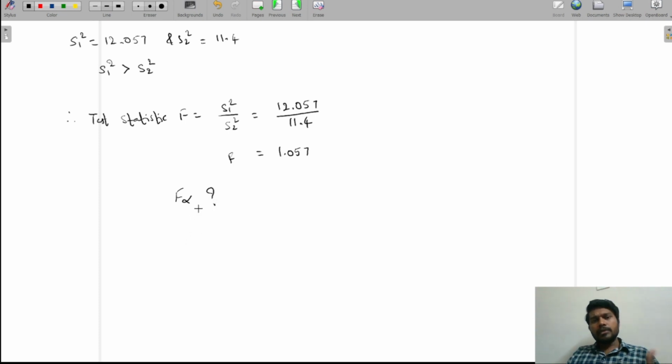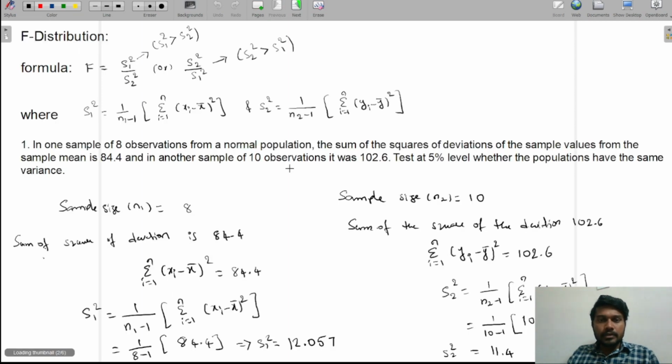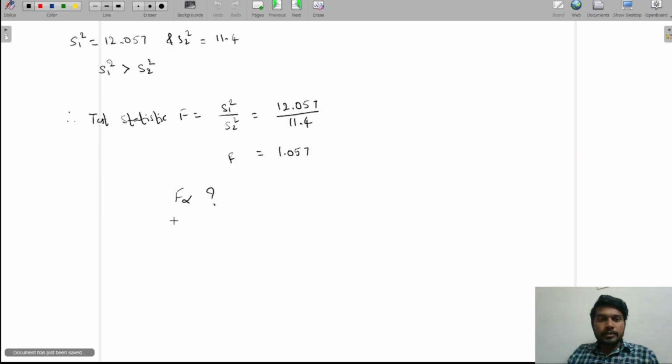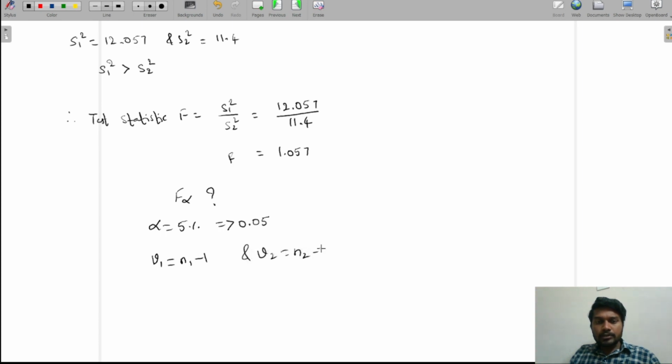So before getting the value of f alpha, we'll observe, did he give the value of alpha in the question? Right, let's see once. See, test at 5% level of significance. So it is nothing but alpha value is given as 5%, right? So alpha equal to 5 percent. It is nothing but 0.05. So if alpha value is 0.05, after that we need the value of nu1 as n1 minus 1 and nu2 equal to n2 minus 1.